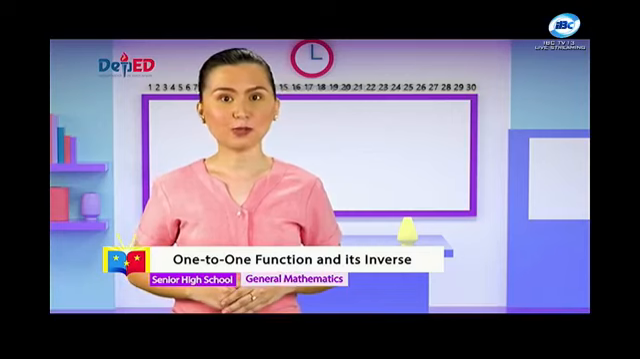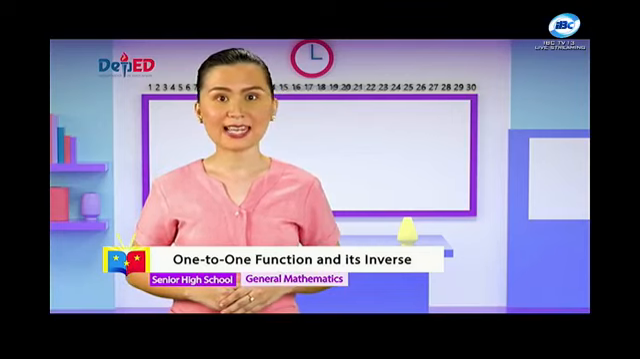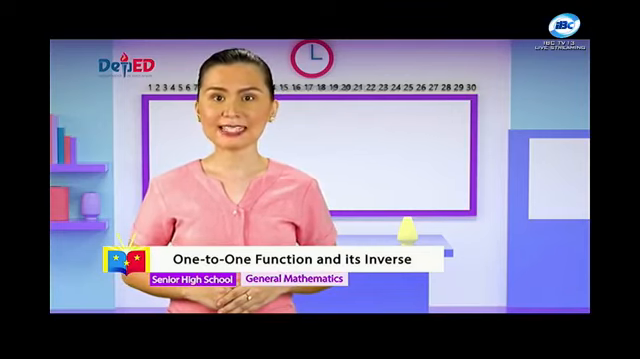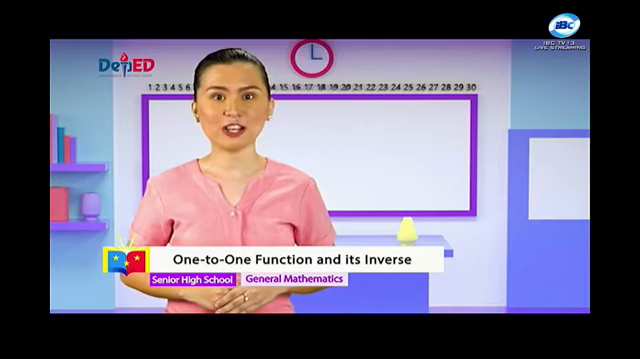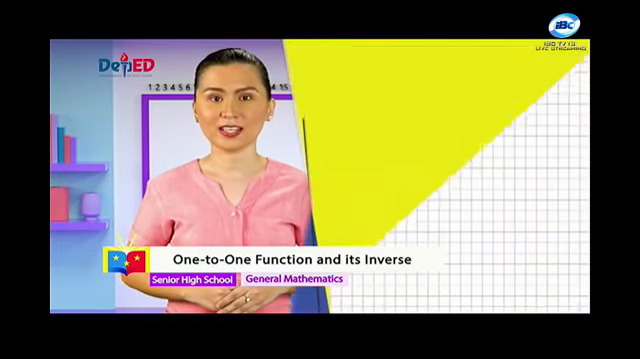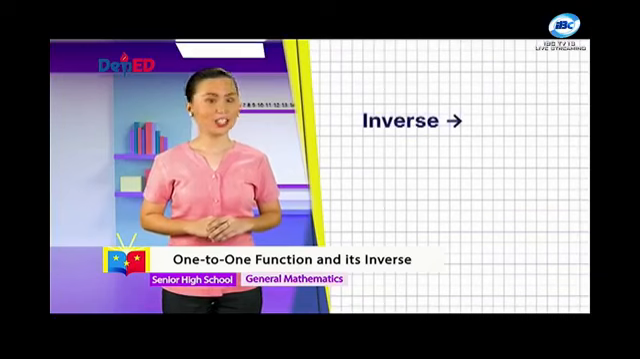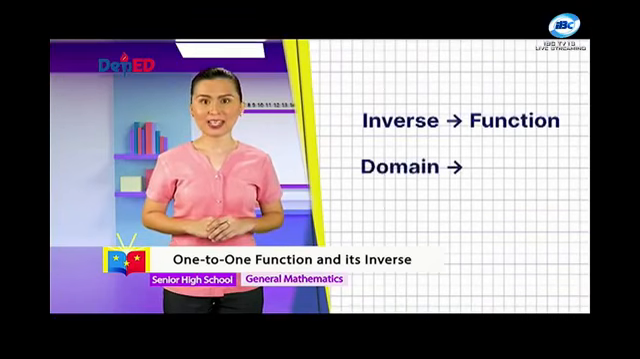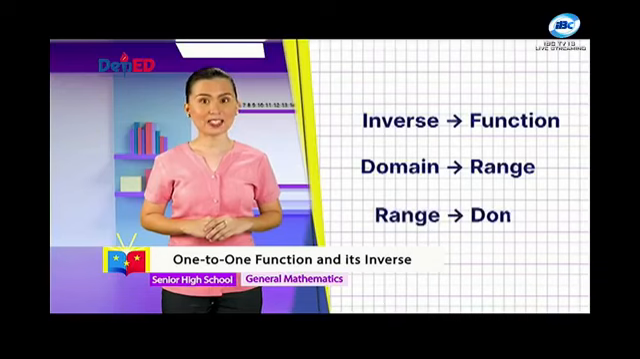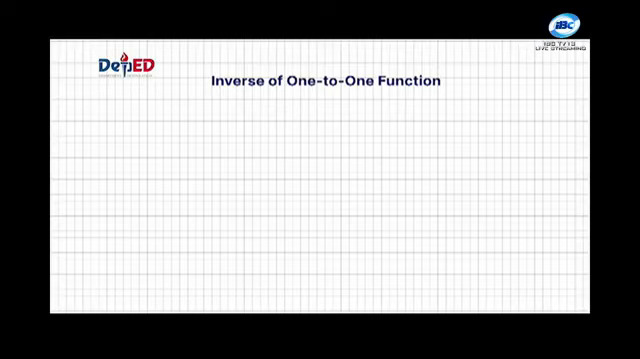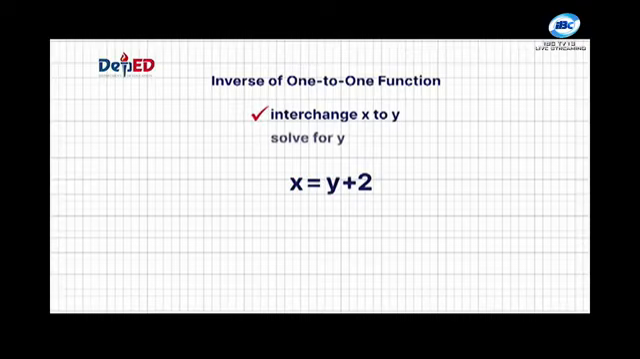What's more special about a one-to-one function is it has an inverse. Last time, we had a discussion on the inverse of a function. An inverse is a function whose domain is the range of the original function and whose range is the domain of the original function. Do you recall how we get the inverse of a function? First, we interchange x and y, then we solve for y.